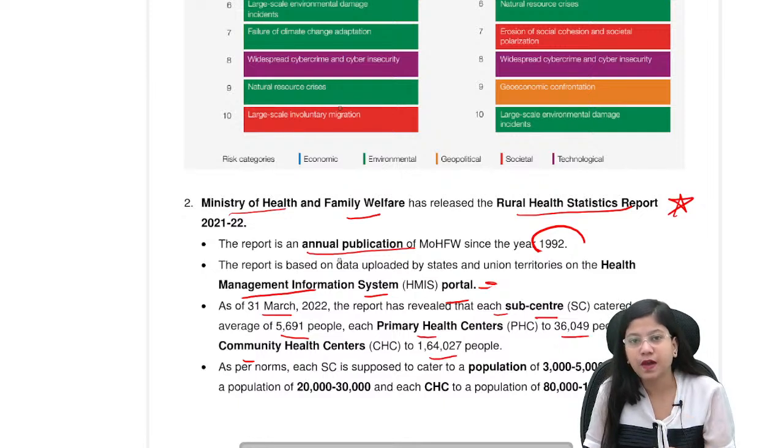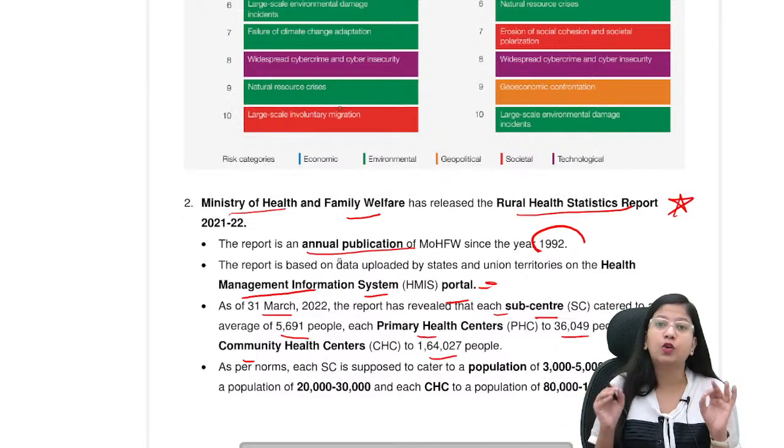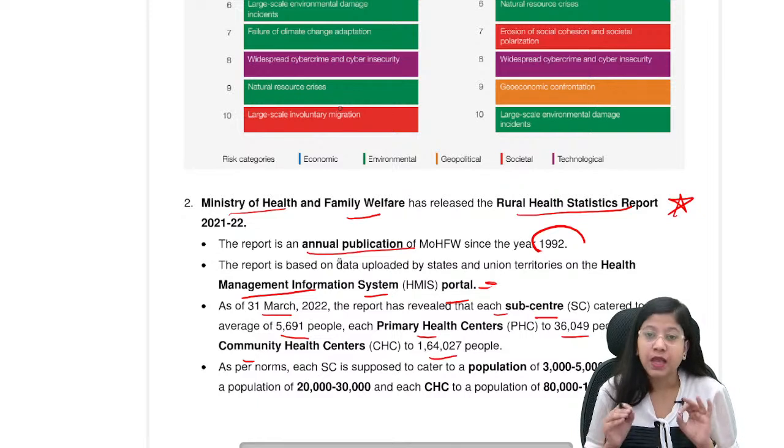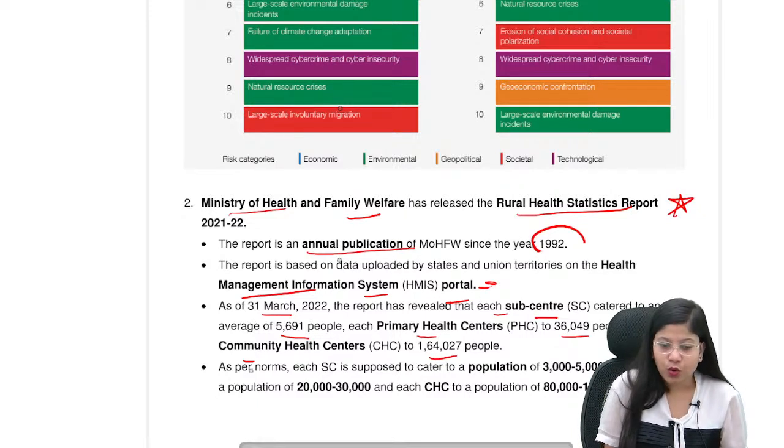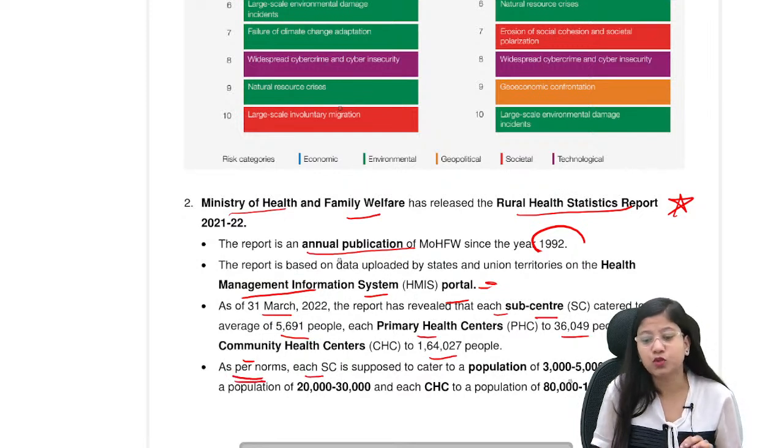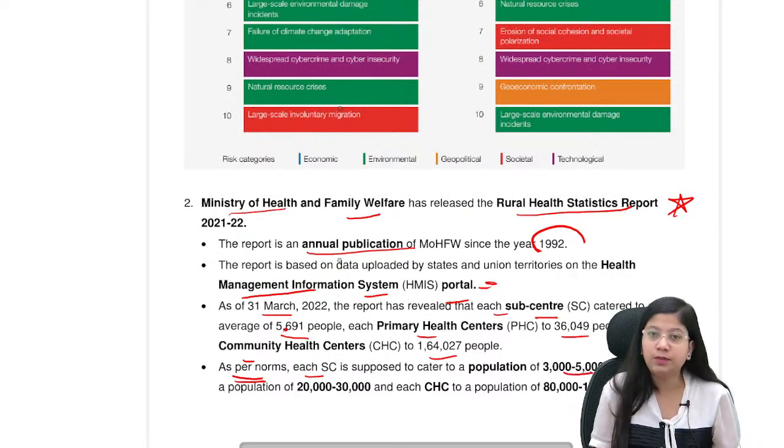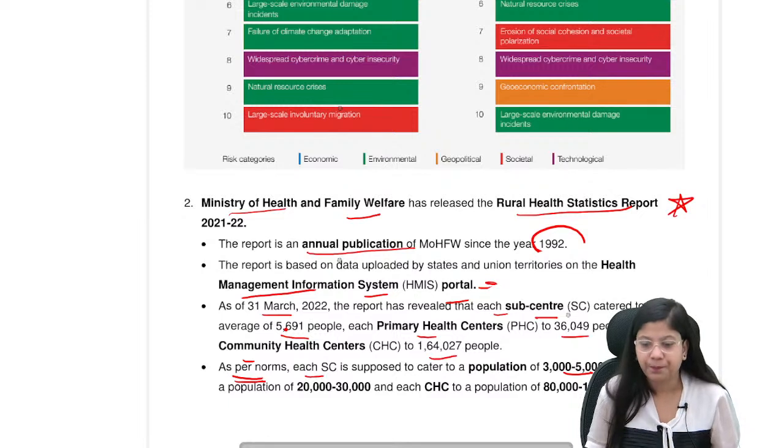This report has found that all of these centers are overburdened. They have more burden than they can actually handle. As per the norms, each sub-center is supposed to cater to a population of 3,000 to 5,000, and although marginally, it is still overburdened.